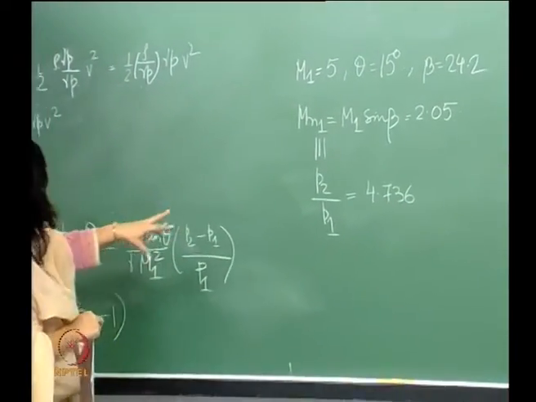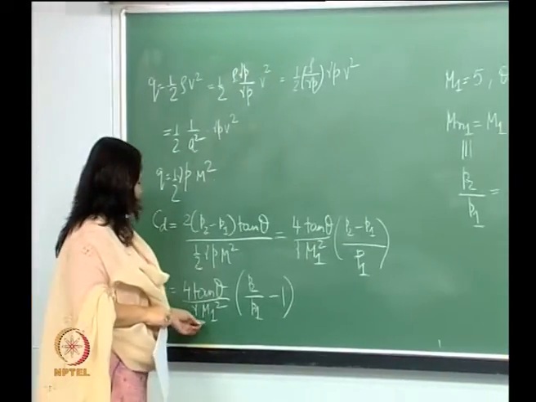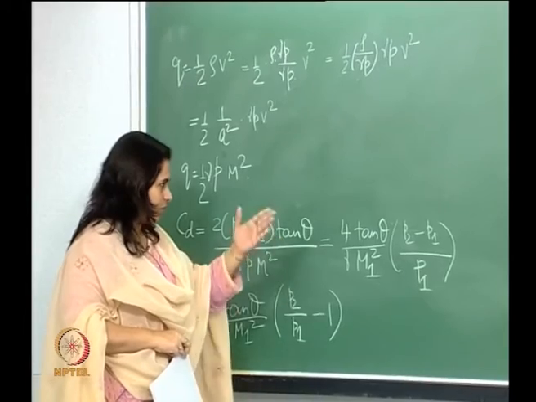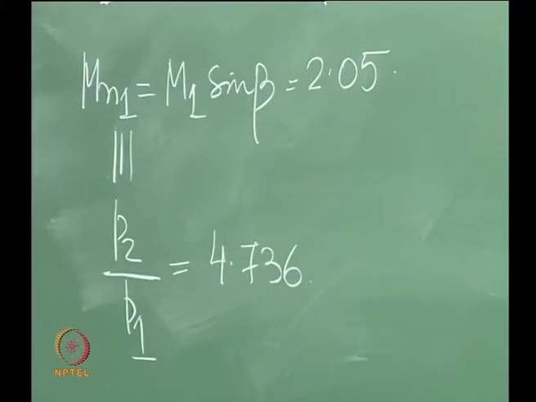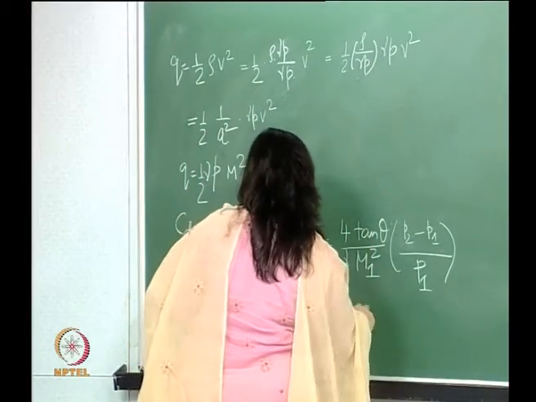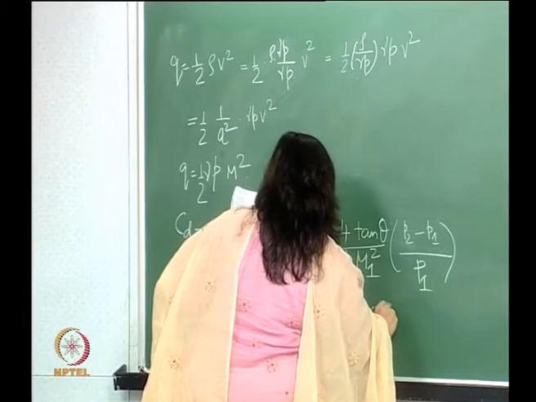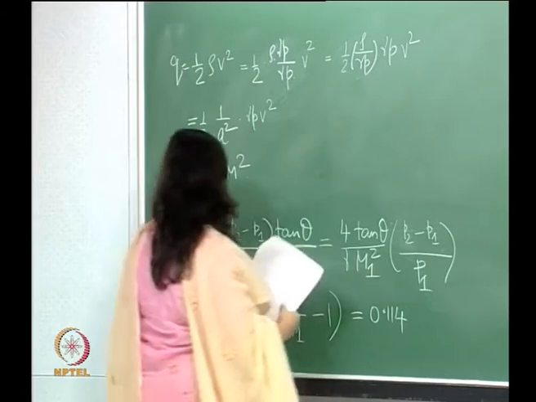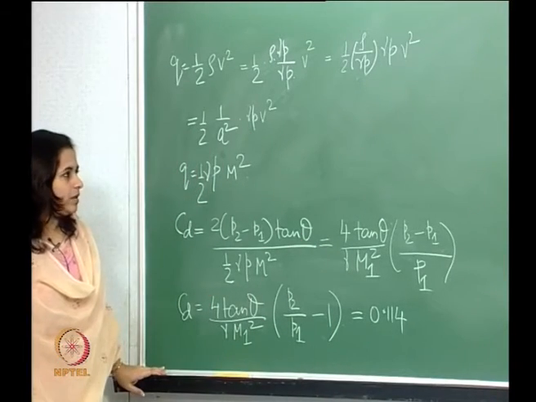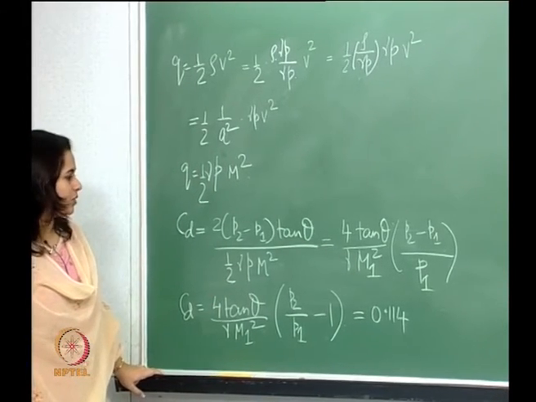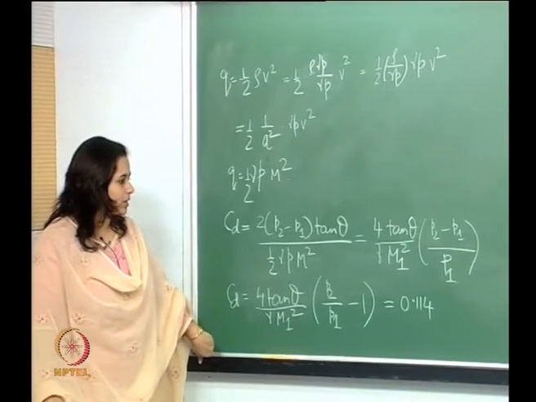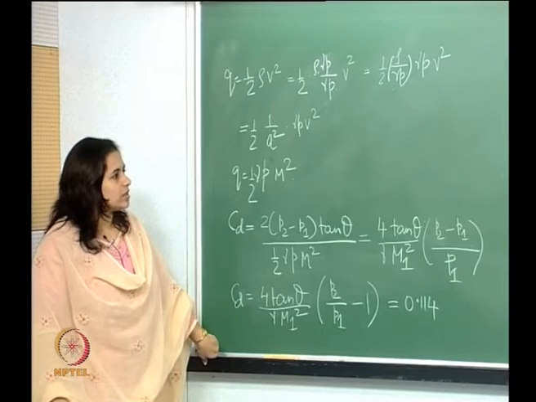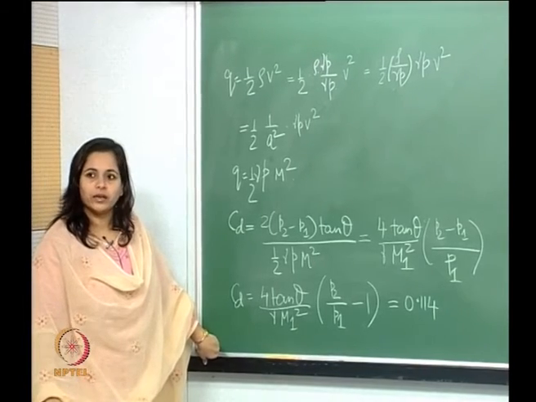Now we take that, so we have here M1 is 5, P2 by P1 is 4.736, and theta is 15. So what we get from here is 0.114, right? So there is no D'Alembert's paradox here. We have a finite CD, and this is essentially called the wave drag.